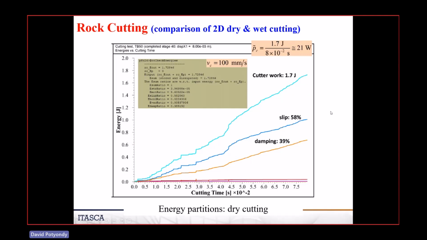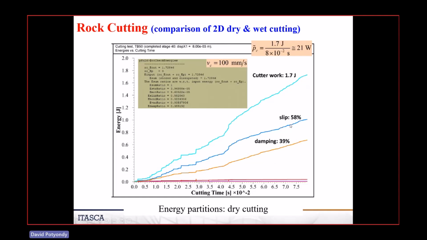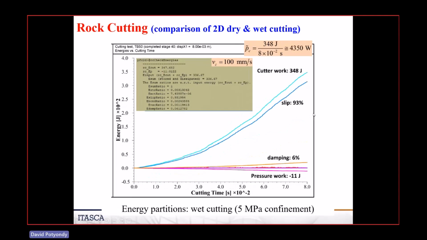Here are the energies. You can see in this case, 58% is in the grinding of the granular material. This is the dry cutting. So the slip, the grinding of that material, is 58% of the energy. When there's wet cutting, almost all the energy is the grinding of that material. That's pretty much all the system can do.